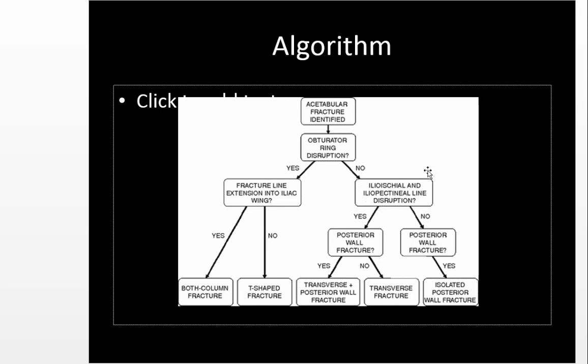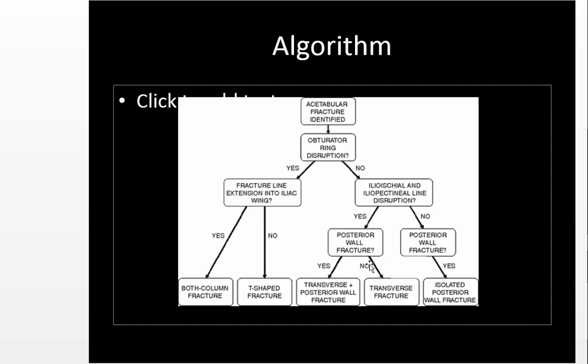there's ilioischial and iliopectineal line disruption. That obviously means, is the anterior column and the posterior column disrupted, right? If they're both disrupted, then it's either going to be a transverse fracture with a posterior wall fracture or just a transverse fracture. The way you differentiate that, on a CT or a plain film, is you look to see if the posterior wall is disrupted. If it is, it's a transverse plus posterior wall fracture. If it's not, it's a transverse fracture.